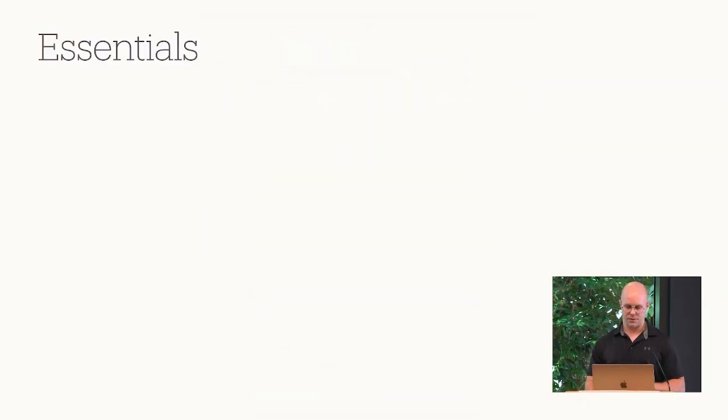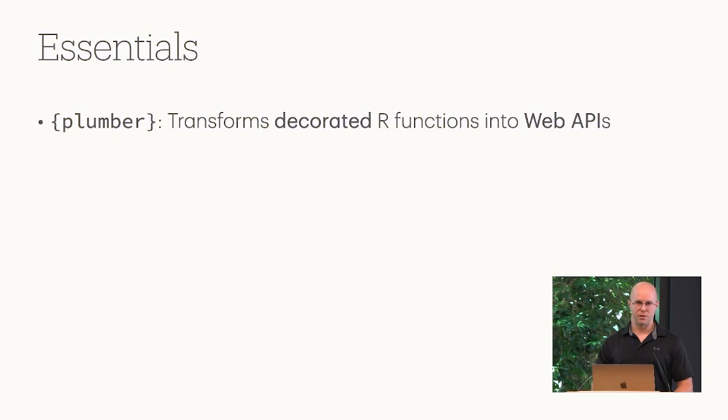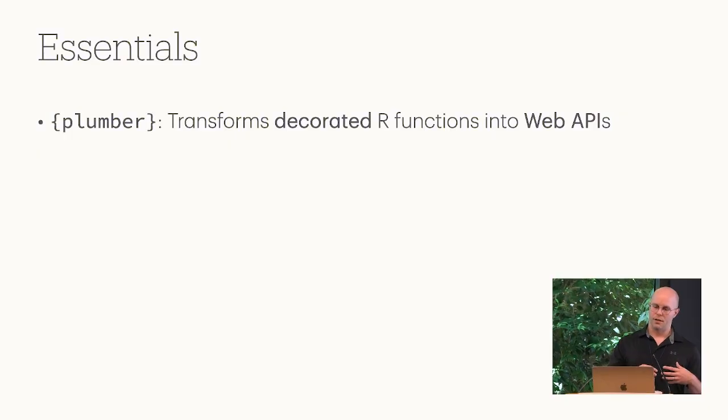Before we get started, I just want to go over a couple terminologies just to make sure we're all on the same page. But I think if you're here for plumber, you're most likely already familiar with this. So the plumber package, you would have a script and it would transform those functions with decorators into a web API.